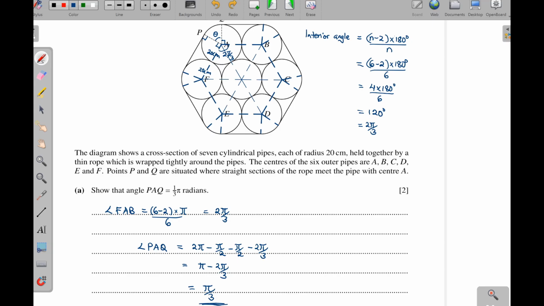This angle here is 120. Then when we divide it by 2, it will be pi over 3. Okay, this angle here, pi over 3. Now that means even this one is pi over 3. You can even see if this one is 20 centimeters, even this one is 20. This one is 20, this one is 20, this one is 20, this one is 20. So don't you see that this is an equilateral triangle?